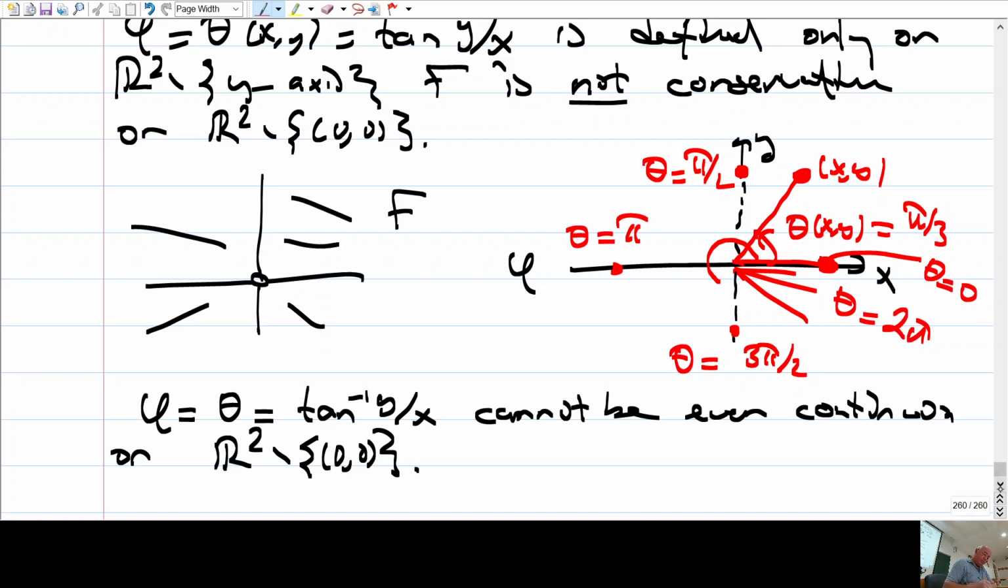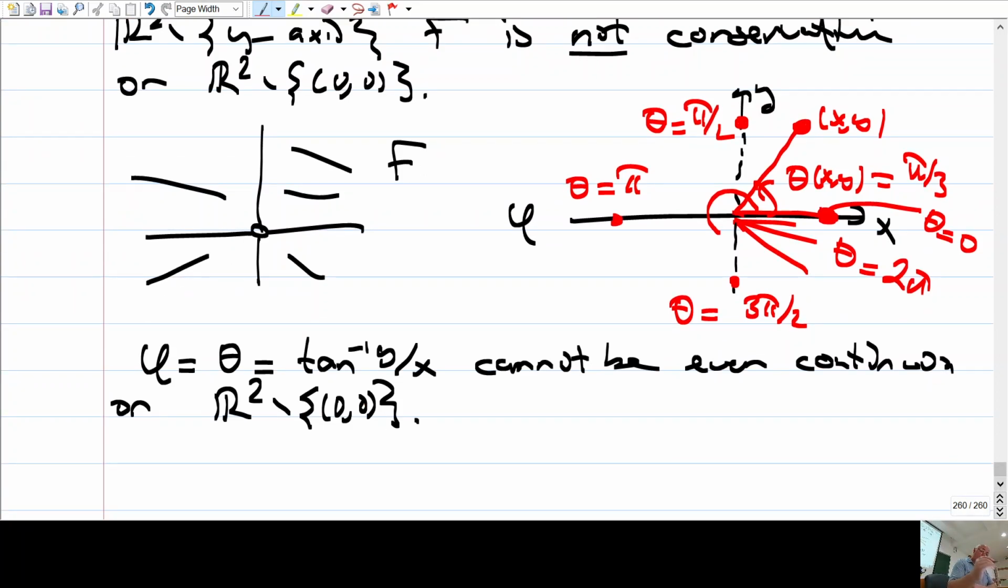That's the reason. So my vector field is the gradient of some potential function, but that potential function is not defined everywhere the vector field is defined. It is defined on a subset. That's why f is not conservative.